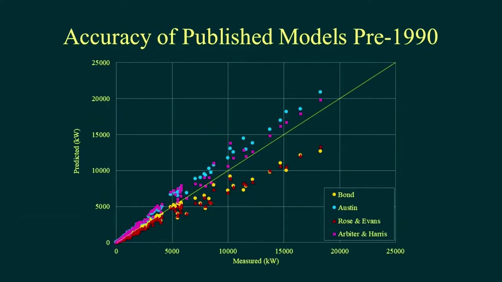So having collected some data, I took some of the published models: Bond, a guy called Austin, Rose and Evans, who back in 1930-something did some work, Arbiter and Harris. There were some other models by Furstenau. I forget some of the other ones, but they all basically used exactly the same approach as Arbiter and Harris, Austin, and Bond. And here are the predictions of their models.